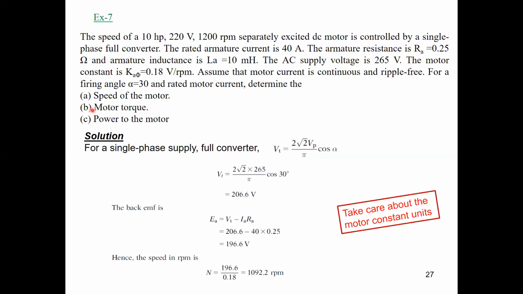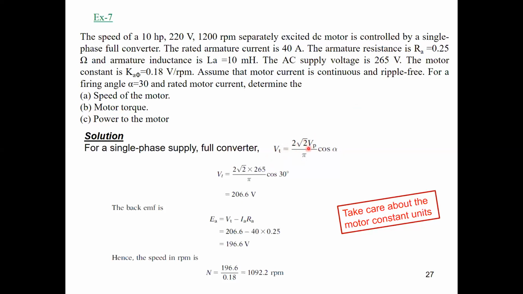Number two, or B, we need to calculate motor torque and motor power. We know the relation for a single phase rectifier: the average output equals 2 multiplied by square root of 2 multiplied by Vp multiplied by cosine alpha, divided by pi. Here we have the supply voltage, which is 265. By the way, Vp is the RMS voltage, not the peak value. Sorry, I said before it's the peak value. No, it's the RMS value.